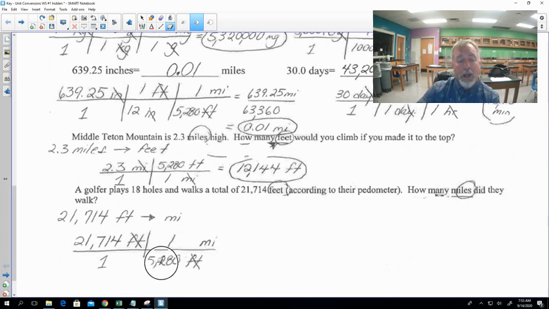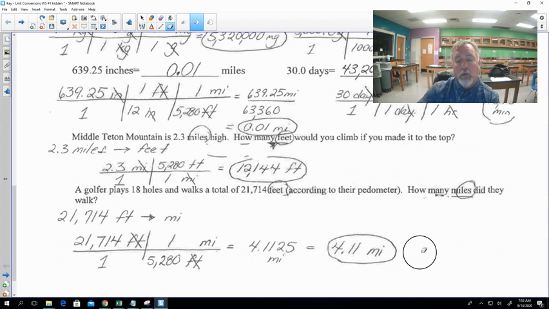How do we know which way to write it? Well, feet was in the top of our first term. That'll be in the bottom of our second. Our feet cancel each other. We're left with miles. Miles is what we're looking for. Multiply your top and bottom. Easy in this case because they're both ones. Punch the division into your calculator and you end up with 4.1125 miles. We're going to round that to 4.11.